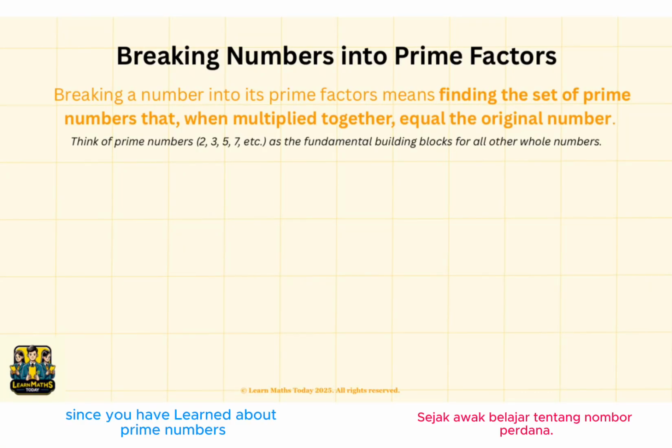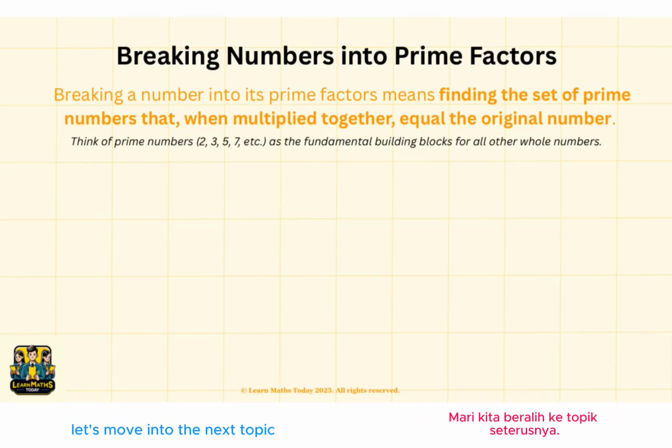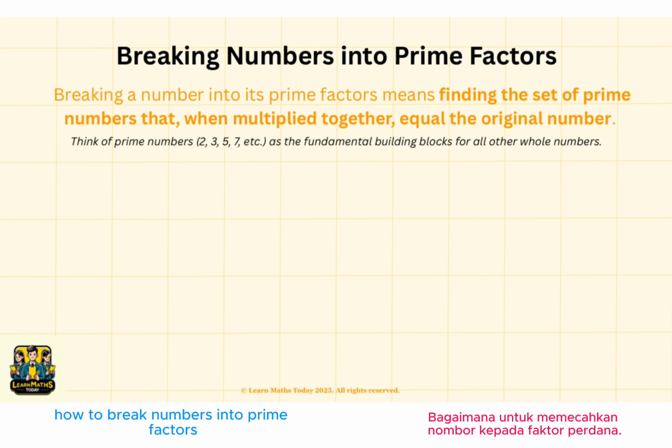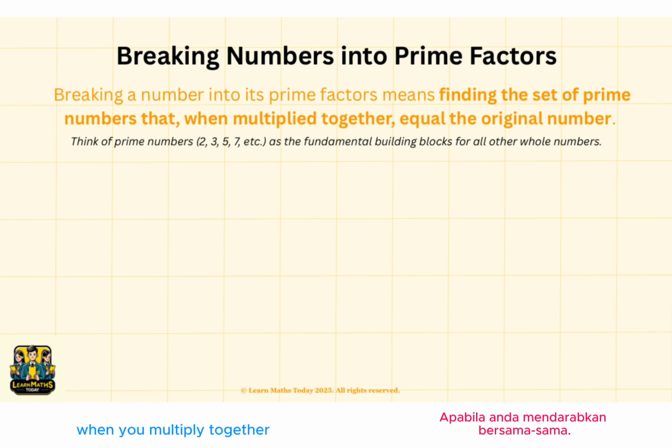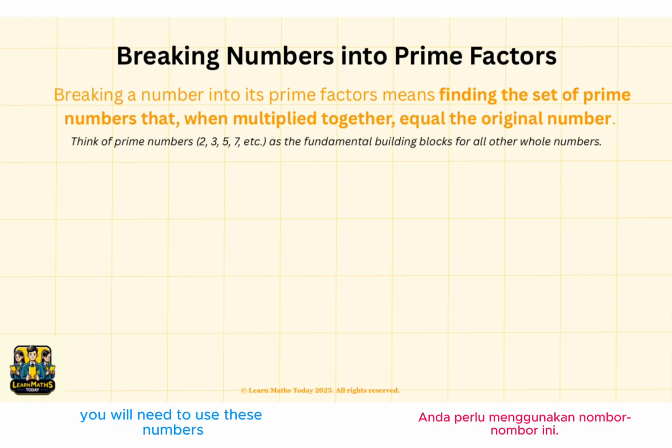Since you have learned about prime numbers, let's move into the next topic: how to break numbers into prime factors. Breaking a number into prime factors means finding a set of prime numbers that, when you multiply them together, equal the original number. Remember your prime numbers? 2, 3, 5. You will need to use these numbers as the fundamentals of all other numbers.